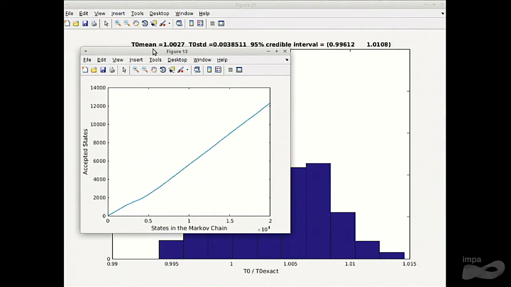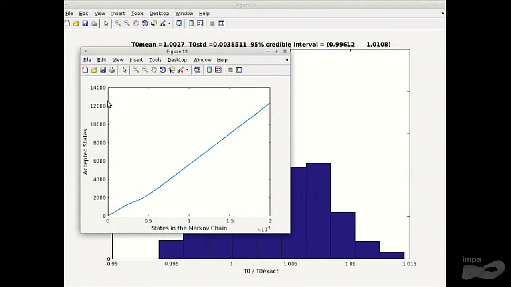These are the number of accepted states. From the 20,000 states, we accept 12,000, which is a little bit large, because people say that we should be around 30% of acceptance to have some statistical representation of our posterior distribution. So it's a little bit large, but that's okay.